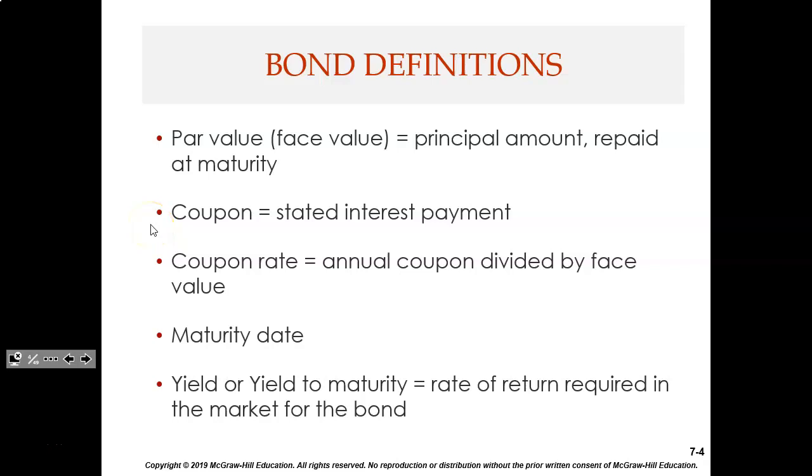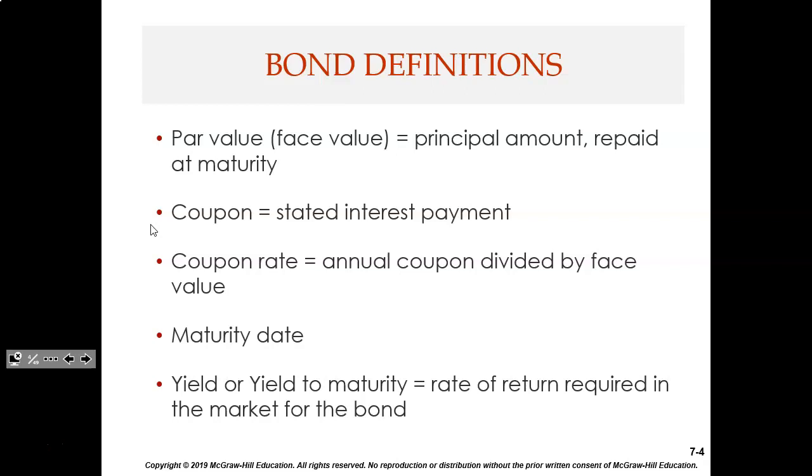Okay, so we're going to start into chapter 7, and we're getting into bonds and what bonds are and things like that. Now, when we're talking about bonds, a couple of things you need to know. First off, par value or face value. This is the amount that you're paid at maturity.